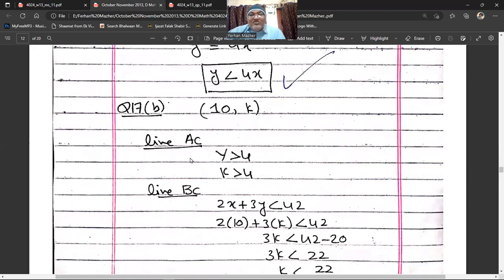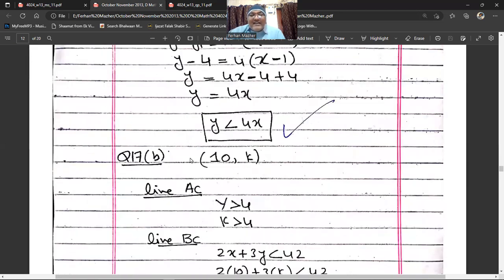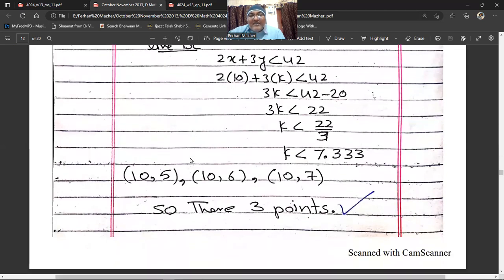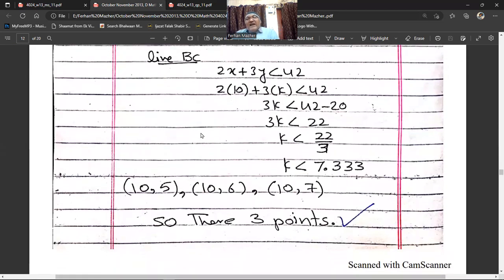The other line which you have to take into account is the BC line. Okay. So the BC line, its inequality is given as 2x plus 3y less than 42. And (10, k) I will substitute here. In the place of x, I will put 10. In the place of y, I will put k. So 2 into 10 plus 3k less than 42. So 3k less than 42 minus 20. So 3k less than 22. So k less than 22 by 3. And k should be less than 7.33.